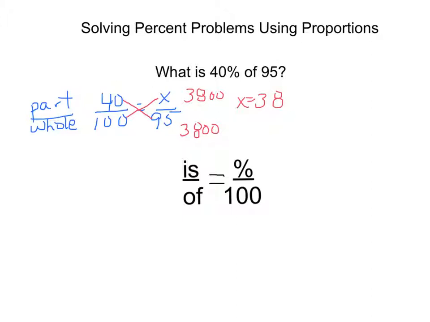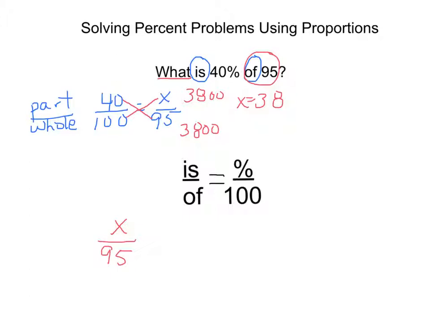Go back to the above problem and notice that in that particular problem I do have the words is and of. So all I'm going to do is set up in my particular problem whatever words are associated with that. With the word is, it says what is. And I don't know what that what is, so my is is my x, and I have of 95. My of is my 95.